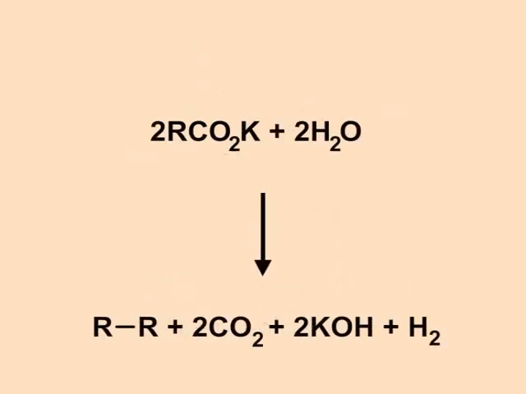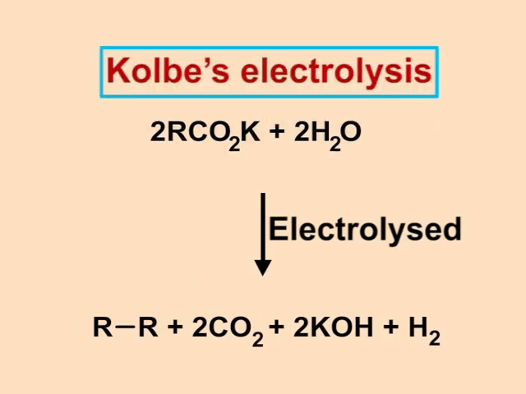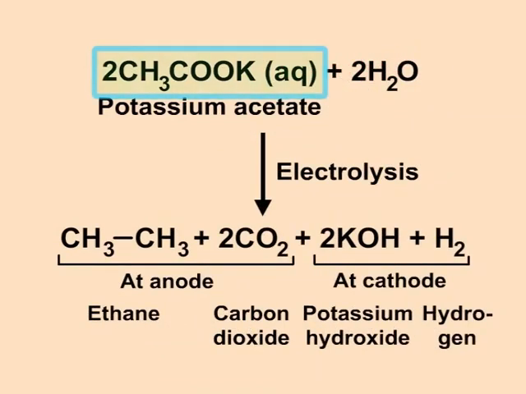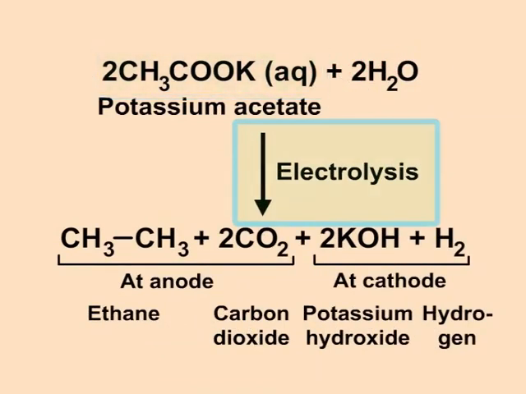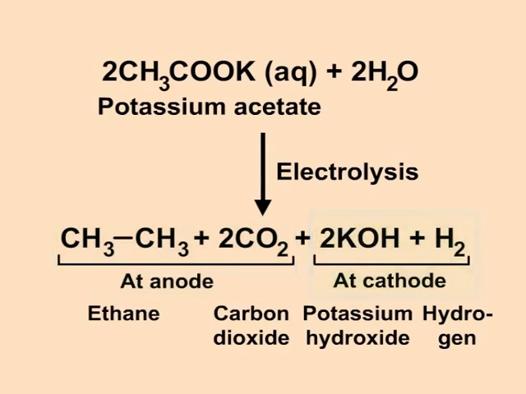When an aqueous solution of sodium or potassium salt of a monocarboxylic acid is electrolyzed, an alkane is obtained. This reaction is called Kolbe's electrolysis. When aqueous solution of potassium acetate is electrolyzed, ethane and carbon dioxide are obtained at anode and potassium hydroxide and hydrogen are obtained at cathode.